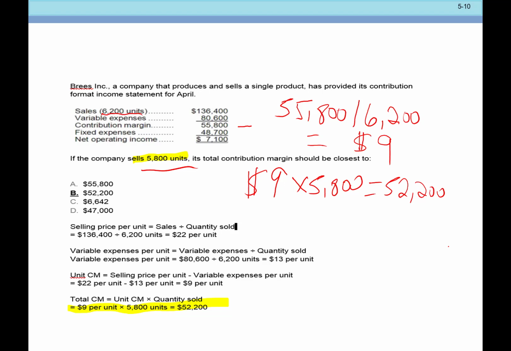All these steps down here are for people that love to just write numbers down. I just go straight to here. I can get this same answer by taking the 55.8 and dividing that by the 6,200 units. That's $9 per unit, right? Then once I have that $9 per unit, I just multiply it by the number of units the problem was calling out, and my contribution margin then should be 52.2, right? The answer to this question?